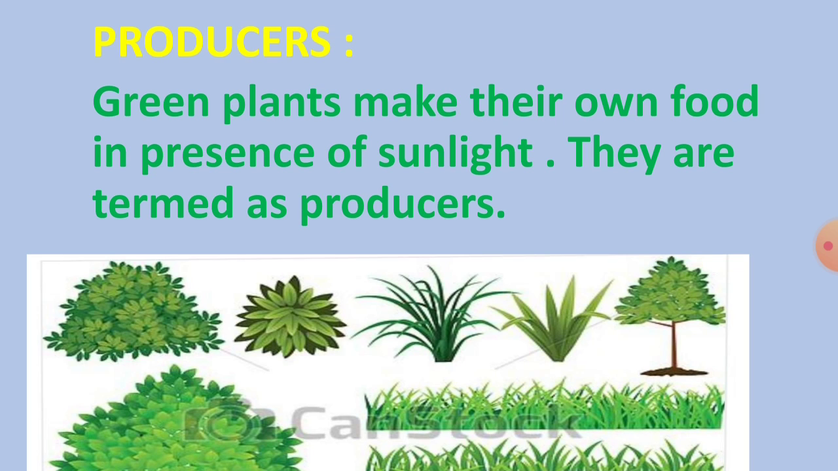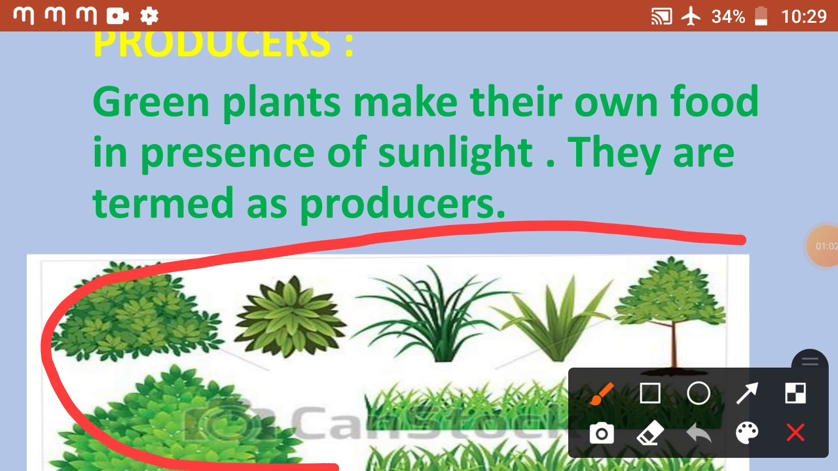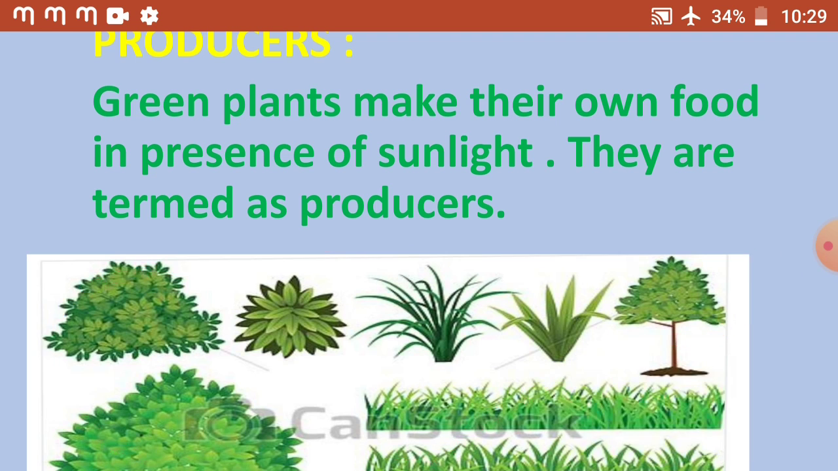Producers. All living beings need food for their existence. They either make their food or they eat food from their habitat. Green plants make their own food. They are called producers. They are not dependent on other organisms for food.